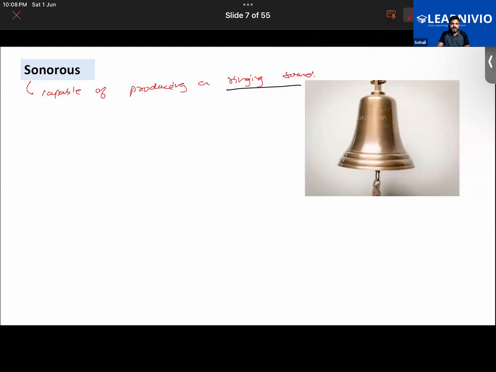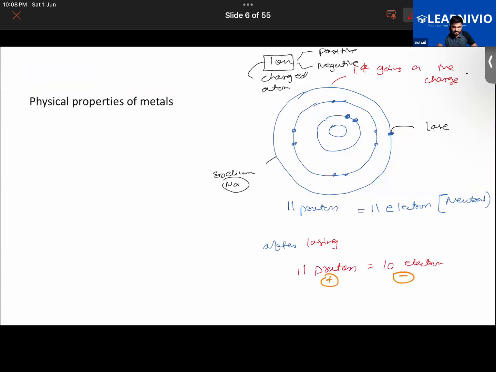Okay, now. Metal sheets will be used to make bells. They will be used to make the ringing bells of bicycles, and in temple bells also, as you can see in this image. While we will be talking about non-metals, we will get to know that non-metals are not sonorous. So the first property we learned is that metals are sonorous.